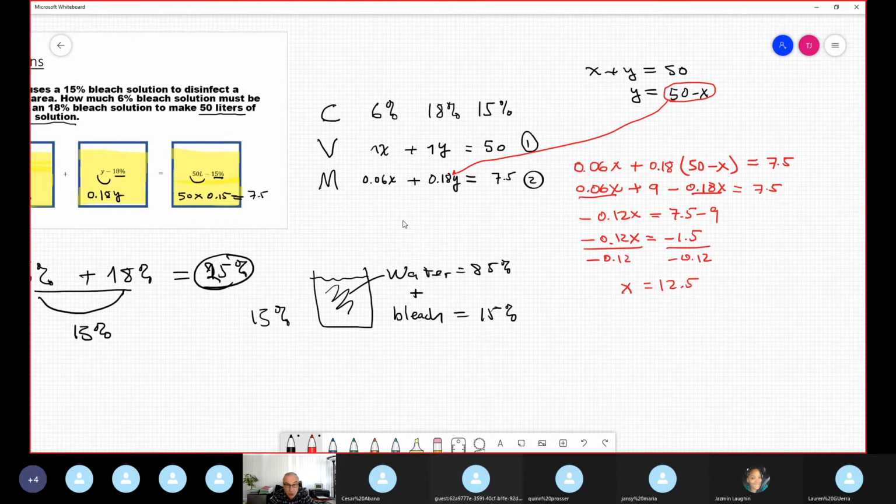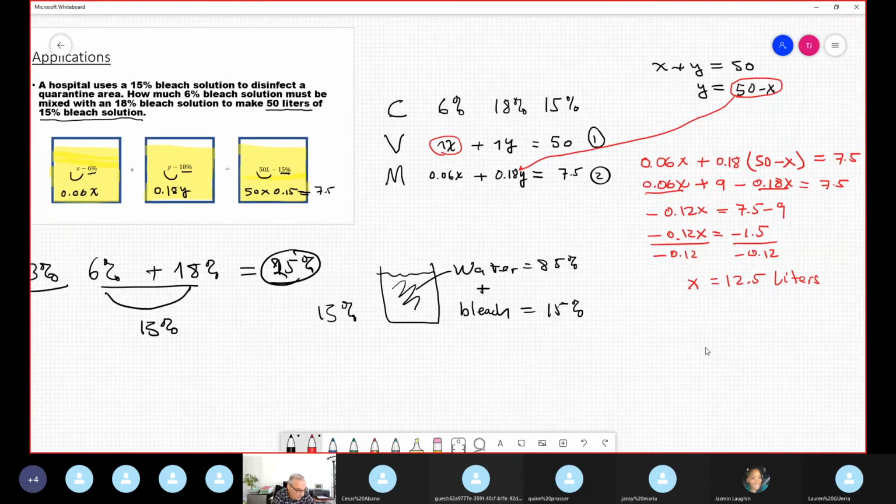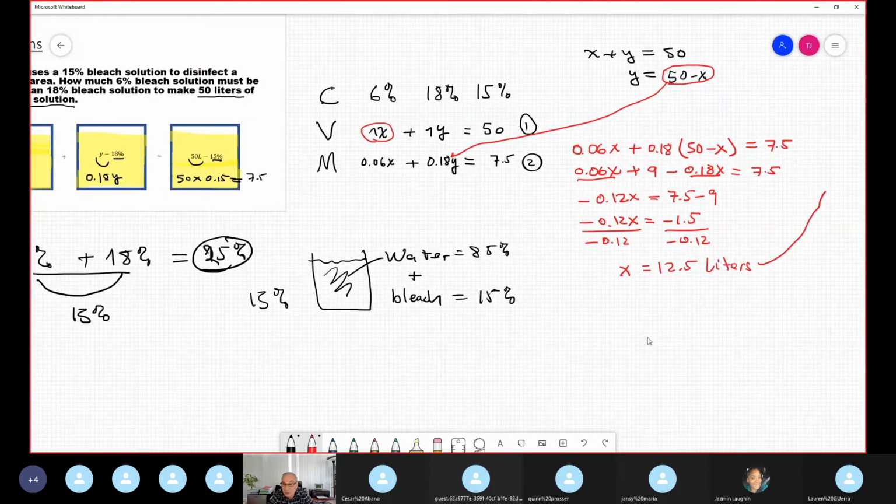And this represents volume, no? Remember, x is volume. This is liters. So basically, I need to mix the 50 liters that we need. We put 12.5 liters of the smaller concentration, the 6%. What about the 18%? I suppose it's bigger, right? But this is pretty easy because I substitute here. y is equal to 50 minus 12.5, and the answer is 37.5 liters.